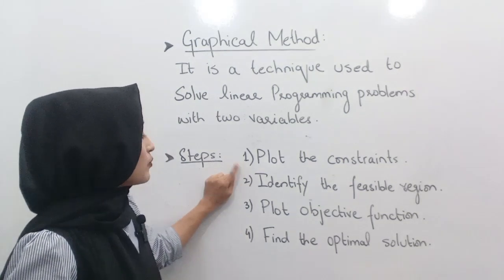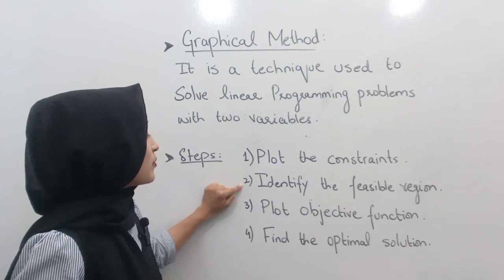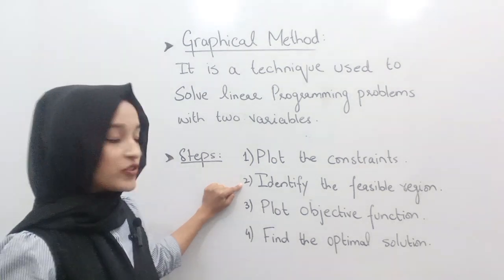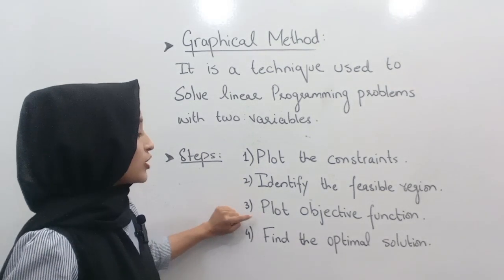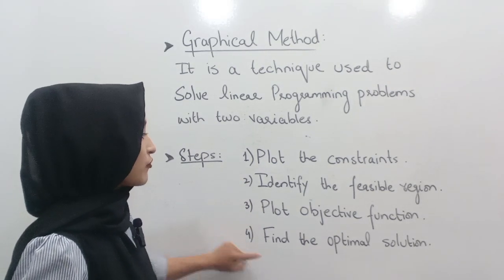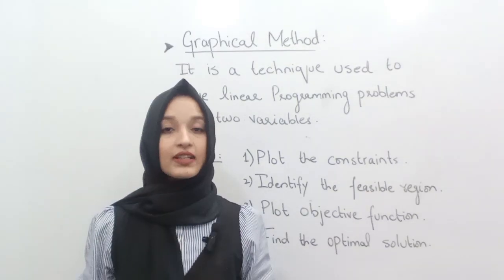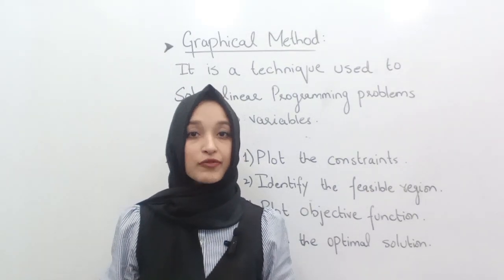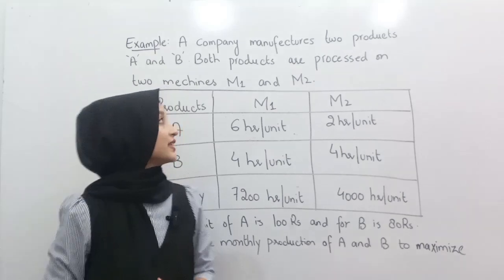Step number 1, plotting the constraints. Step number 2, identifying the feasible region. And step number 3, plotting the objective function, and at the end finding the optimal solution. Let's take an example to understand it further. So here is an example.